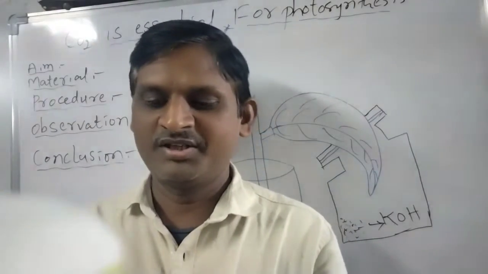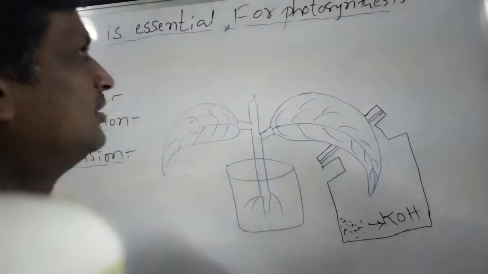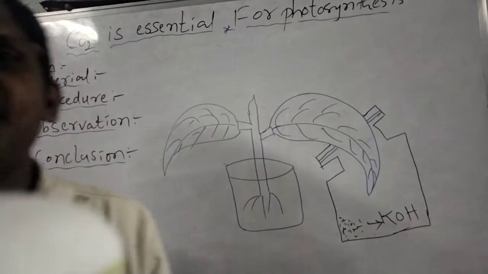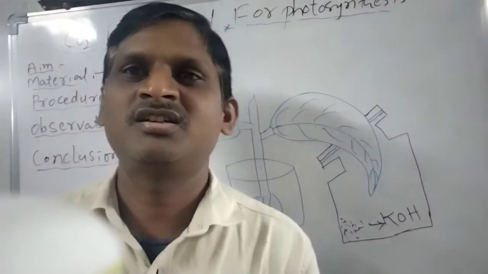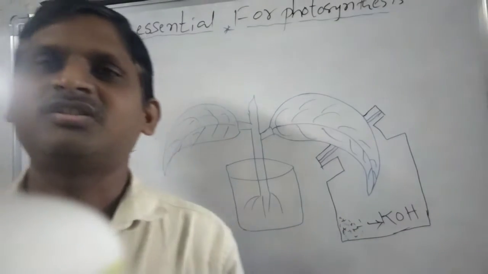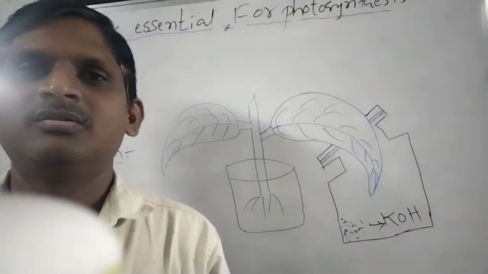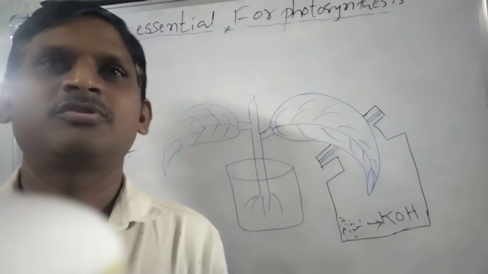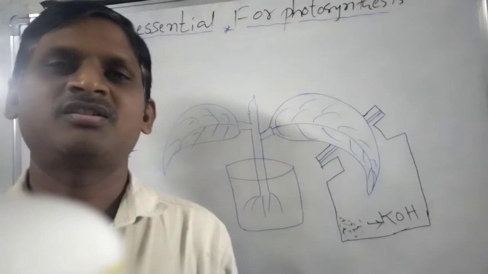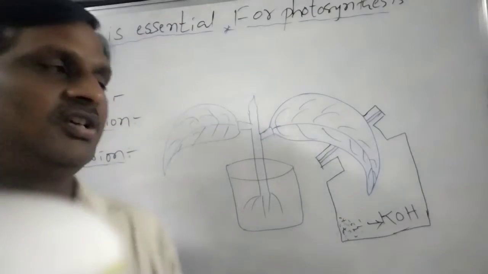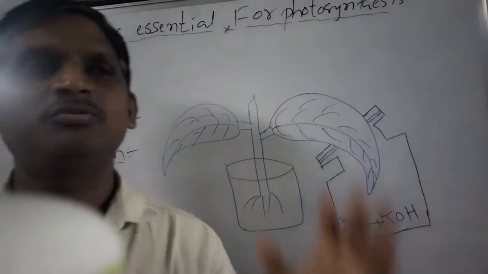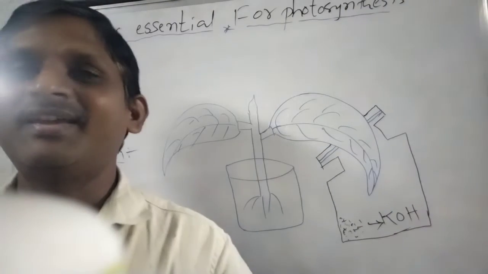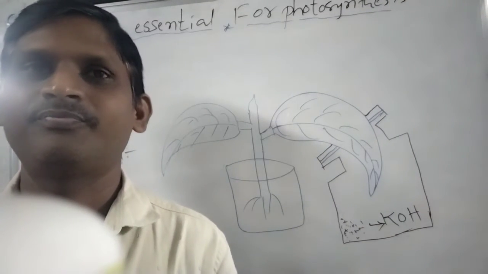Welcome back to our biology class. Right, today we are going to study how carbon dioxide is essential for photosynthesis. In the last class we studied the factors of photosynthesis. In the factors of photosynthesis, we studied how water is useful for photosynthesis, and also air and photosynthesis.